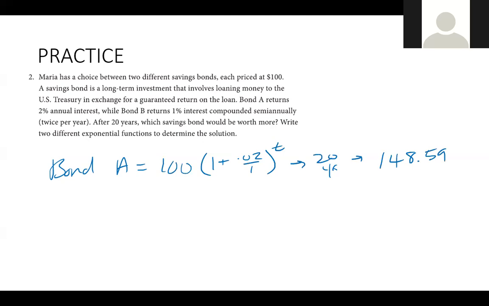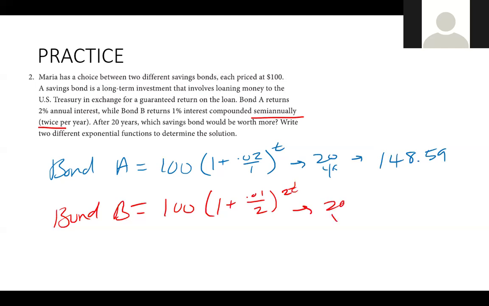All right. Easy. Okay, now we're going to switch over to the next one. So now we have bond B. Bond B also starts off at 100. But for bond B, what is it? 0.01 over 2. And that's because it says semi-annually, and it told us semi-annually meant twice per year. So it becomes 2t.